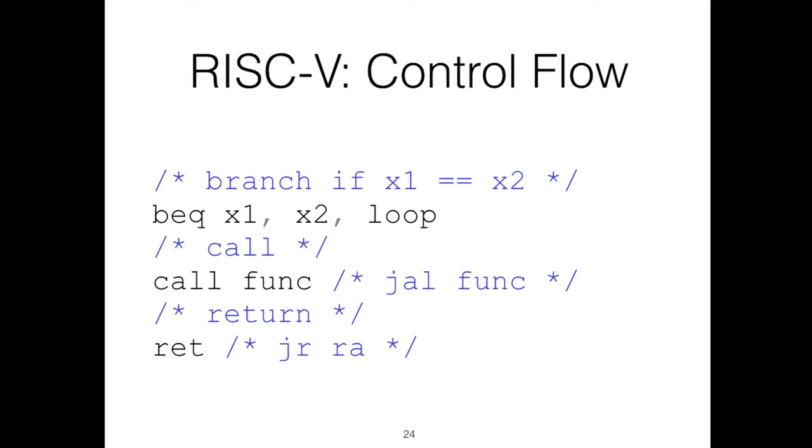And of course, you have to have control flow. This is what a loop condition looks like. If X1 and X2 are equal, we'll branch to the beginning of the loop. There's a call, which is actually a pseudo-op, and is the same as doing a jump and link. It'll jump to the func label and put the return address in the RA register. And then a return, also a pseudo-op, is the same thing as doing a jump to the RA register. So it looks pretty similar to other ISAs.